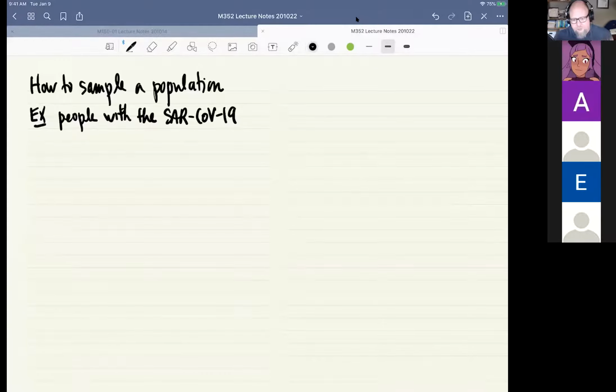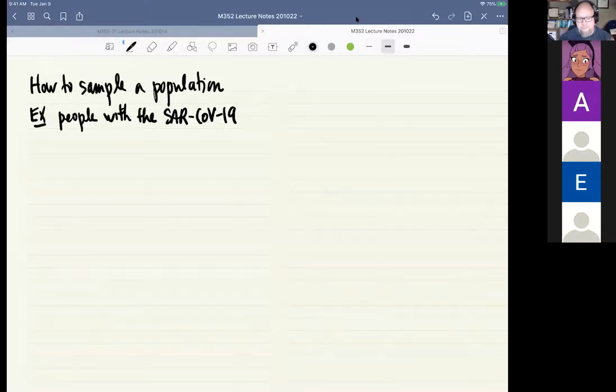We don't know what the whole population is, but we can look at the people who have tested positive and say, yeah, they're going to be in the population. So this is an interesting population to have. So how would I take a sample? What's the best way to get a sample of members of that population if we were to take some sort of measurement of them?